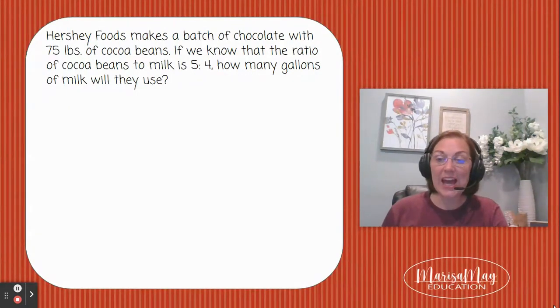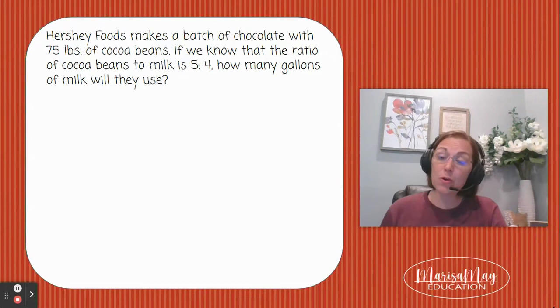Now let's take a look at this problem. Hershey Foods makes a batch of chocolate with 75 pounds of cocoa beans. That's a lot of cocoa beans. If we know that the ratio of cocoa beans to milk is 5:4, how many gallons of milk will they use?